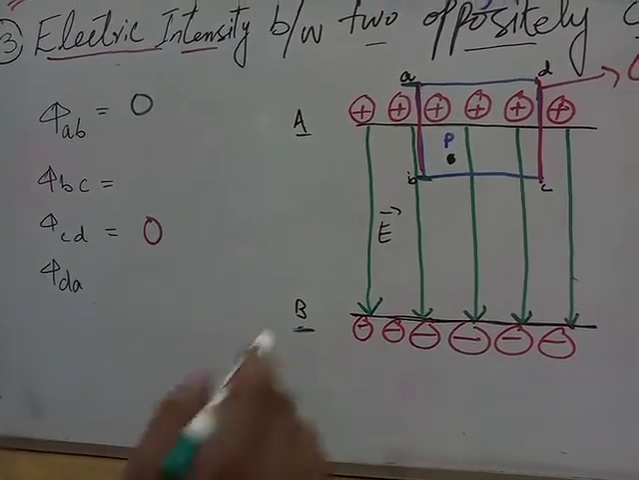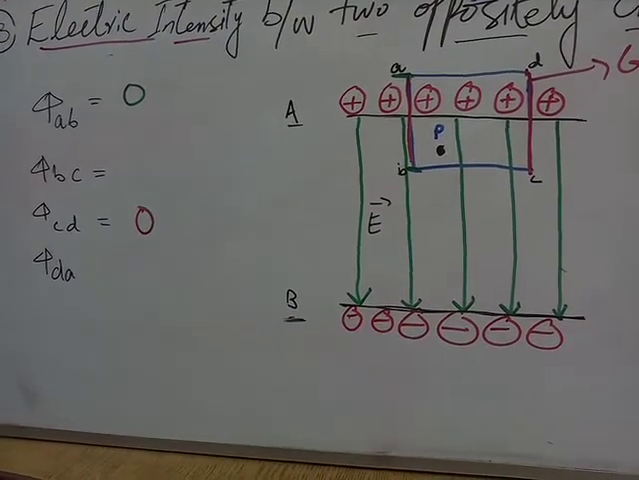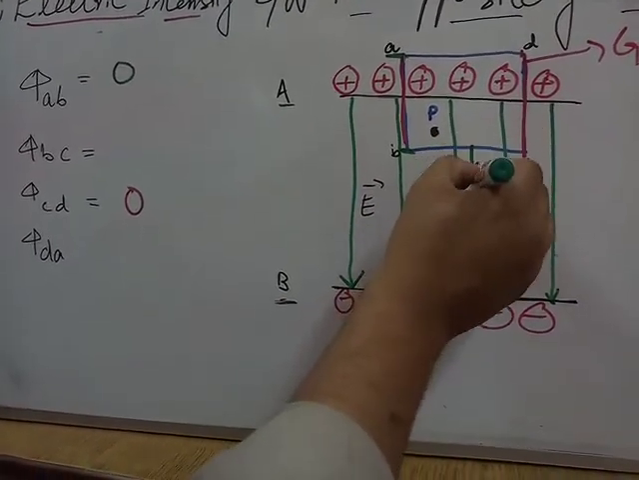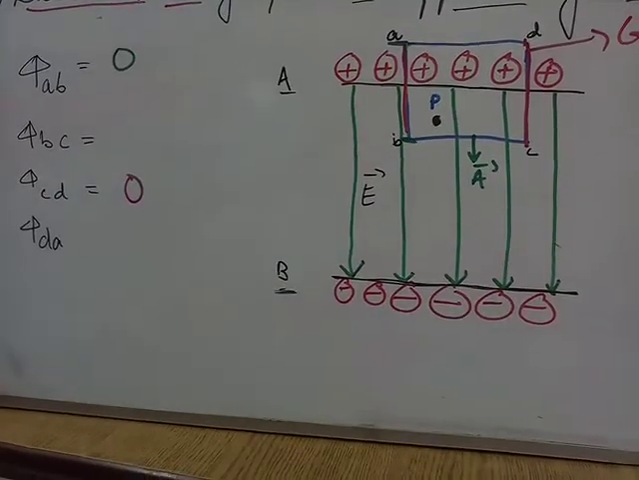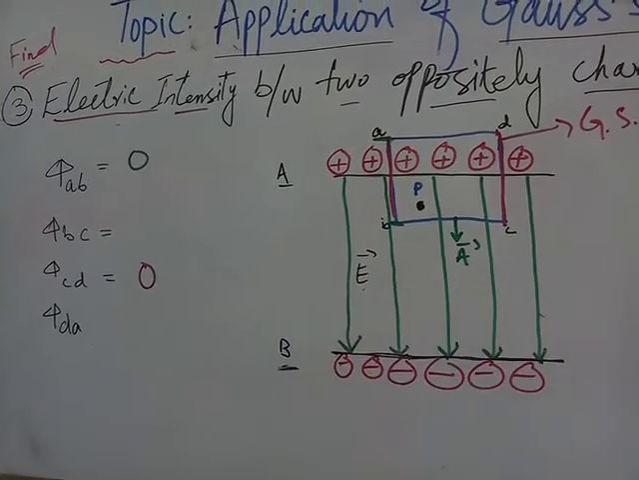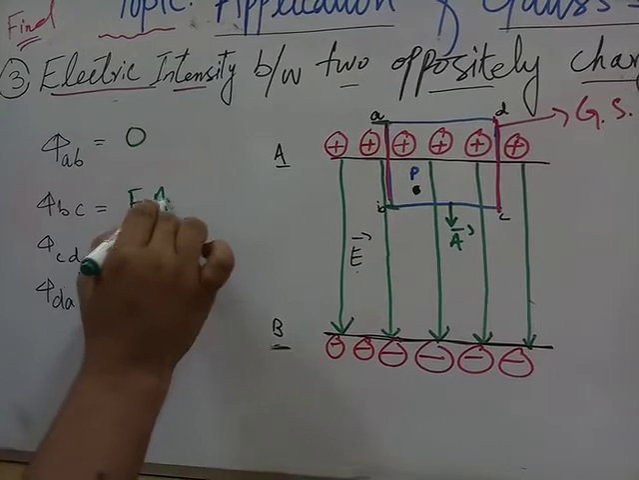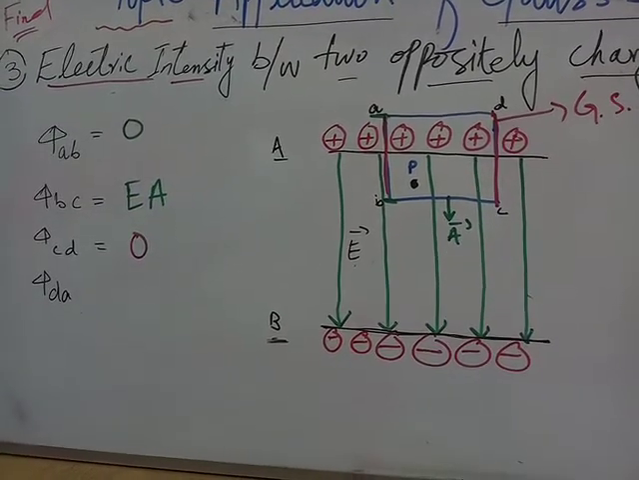Now we can write the flux for the face BC. This is the vector area. By definition of flux, the vector area and E are both parallel. So for this, the flux will be maximum, which is EA.